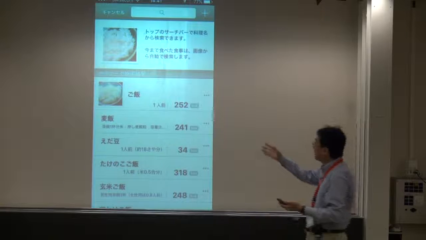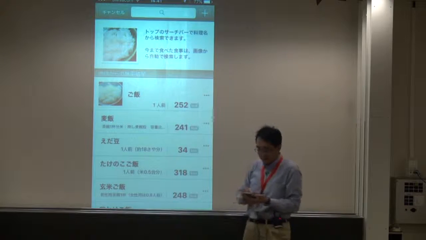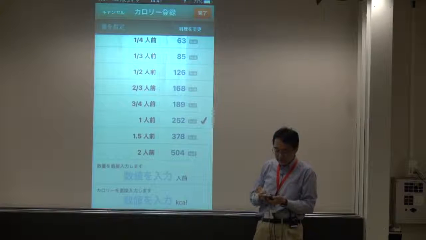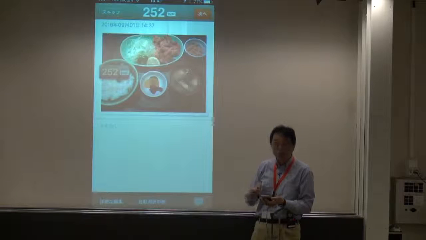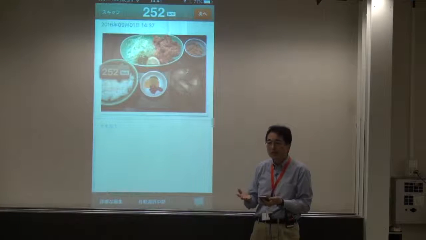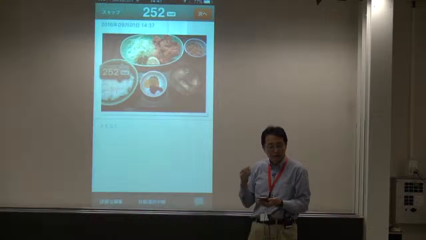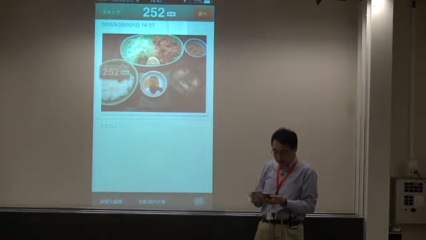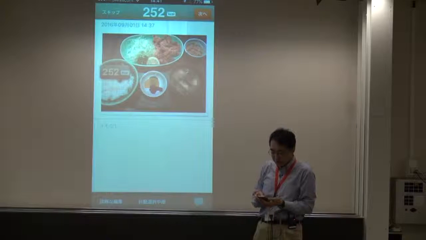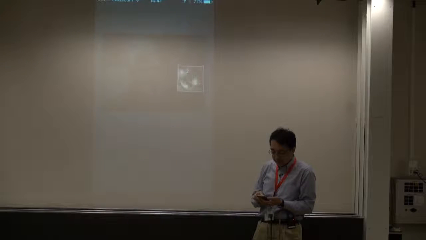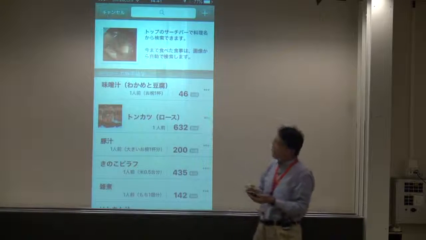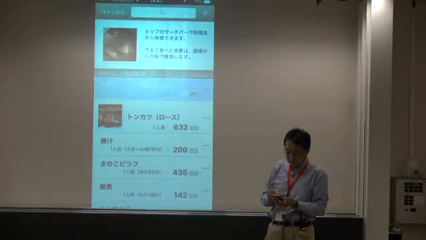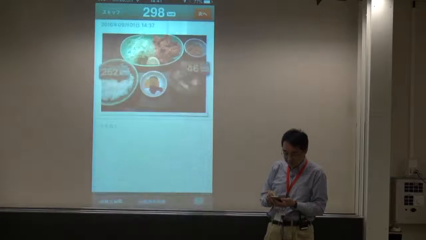And then the rice is correct, so I can choose this rice. And the amount is probably okay. The volume is difficult to estimate, so we ask the user to do it. And then, for example, this one, let's see. Yeah, this miso soup is correct. Oh, that's perfect.